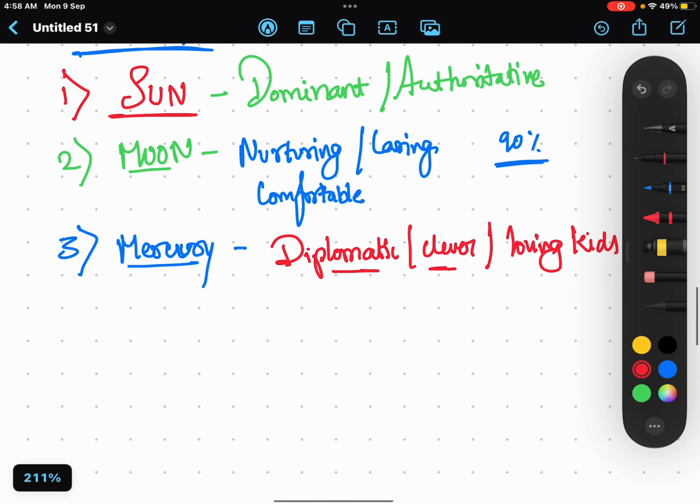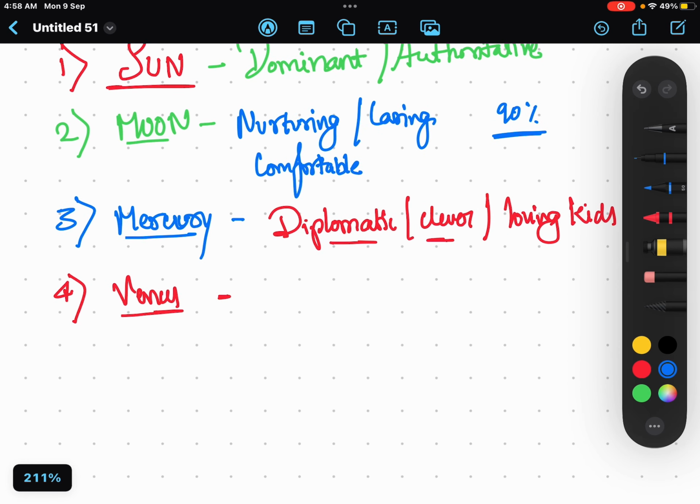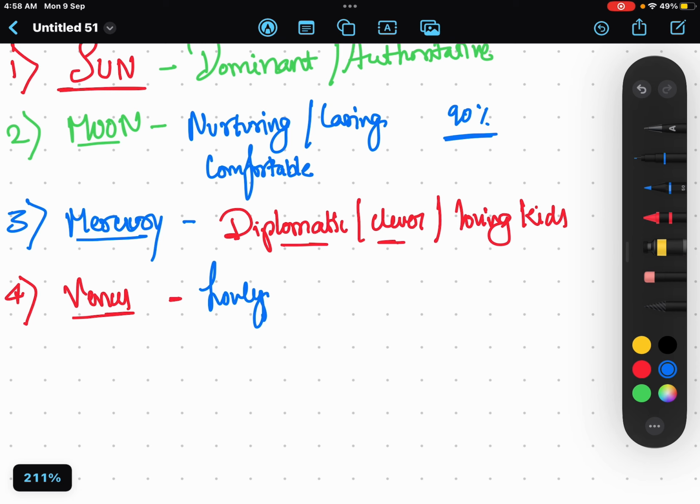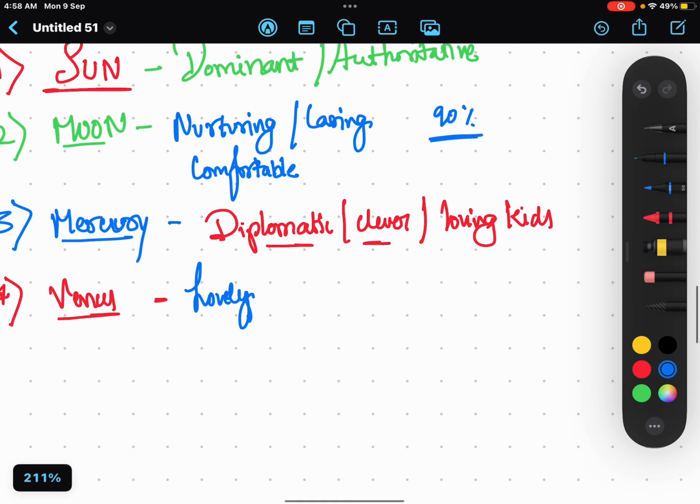Now the fourth, if you have Venus in the 10th house, or the 10th house lord is Venus, then you can expect one thing: your spouse's mother will be very lovely. She will be loving toward you also, and very supportive. Whenever there's Moon and Venus, you can say loving, lovely, supportive. You will get a mother-in-law like this.